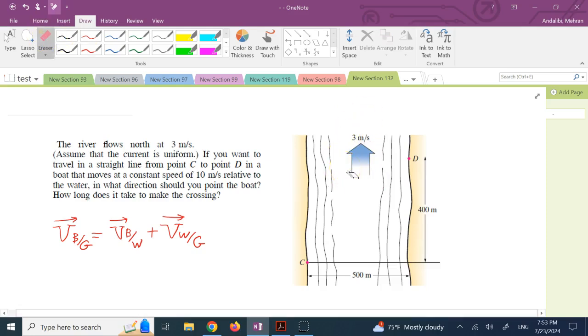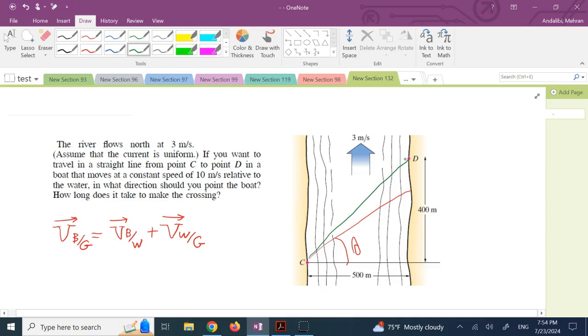Okay, so the first problem is, what is the angle that I should aim for? So I should aim for this angle theta, and hopefully when I add that to the 3 meters, my actual velocity of boat with respect to the ground will be in this direction, right?